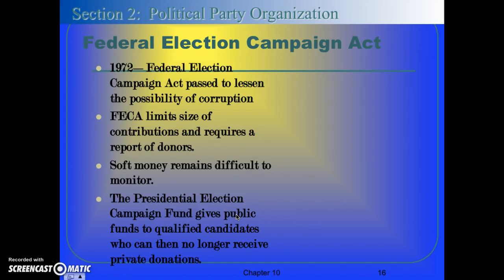So you have to think about it. Do you think you're going to get more money from private donations, or do you think you're going to be able to get more money from the Presidential Election Campaign Fund? And nowadays, the amount of money that presidential candidates spend on their election campaigns is huge. We're talking 20, 30, 40 million dollars. Okay, that is it for Chapter 10, Section 2.